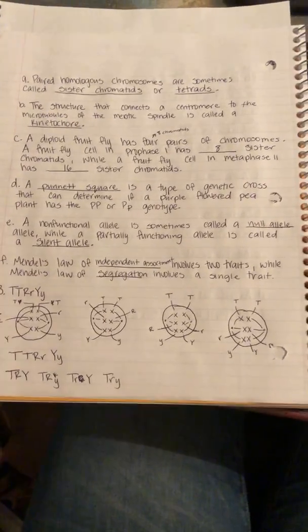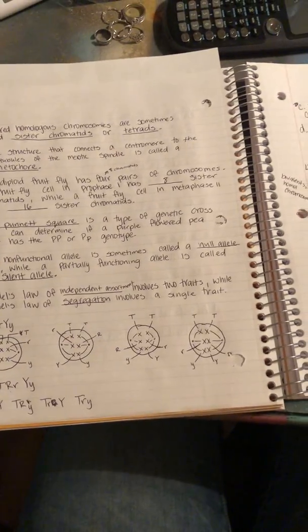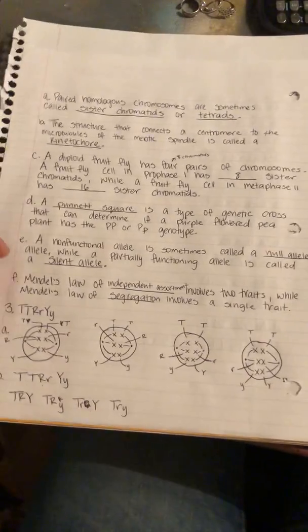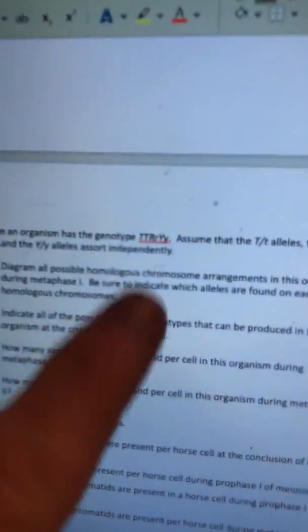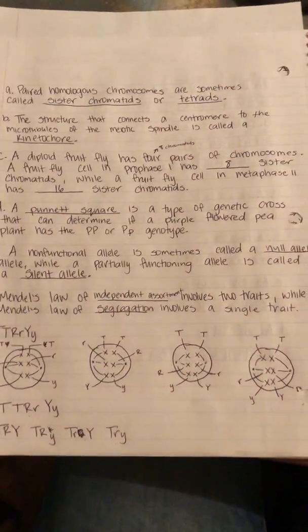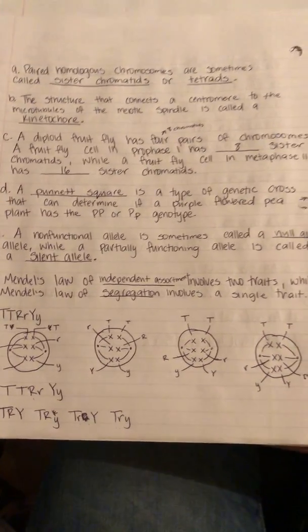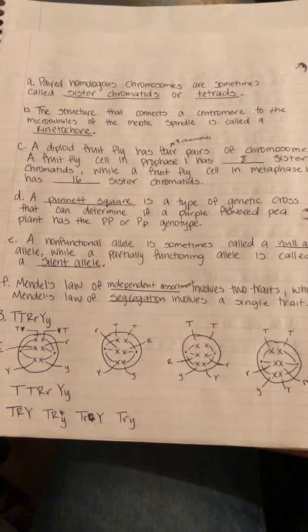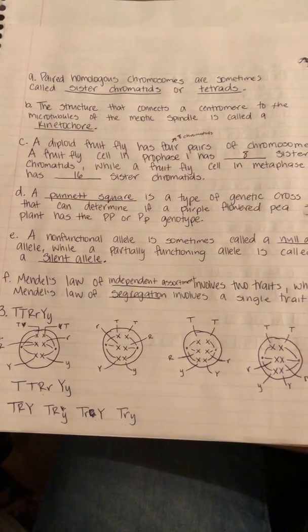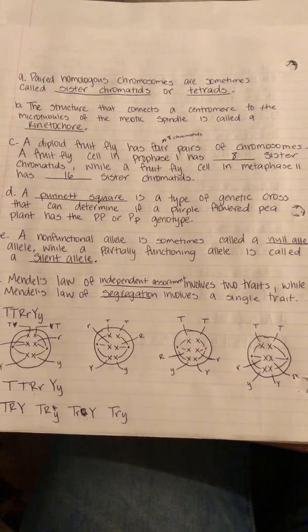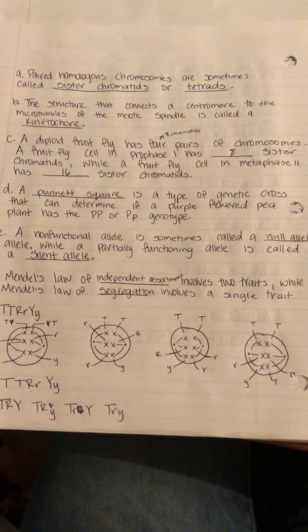For 3, it asks, let me scroll a little up on the computer here. It says, suppose an organism has the genotype of that one. I have to practice reading or being able to say the names. Assume that the alleles are assorted independently. The first one, A, says diagram all possible homologous chromosome arrangements in this organism during metaphase 1. Be sure to indicate the alleles that are found on each pair of homologous chromosomes.